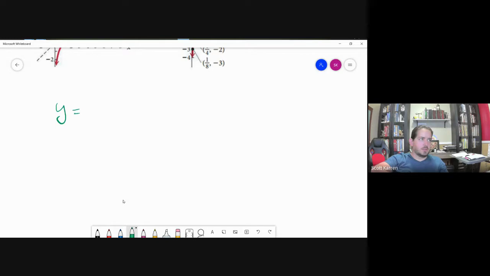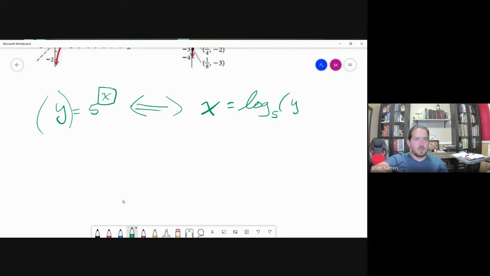Let's say I have y equals 5 to the x. Then to write this as a logarithm, whatever's up here in the exponent is now on the left-hand side of the equation. I have the log. The base was 5, and then it's the log of the other side, so y. So in general, we have this: y equals a to the x is the same thing as x equals log base a of y.